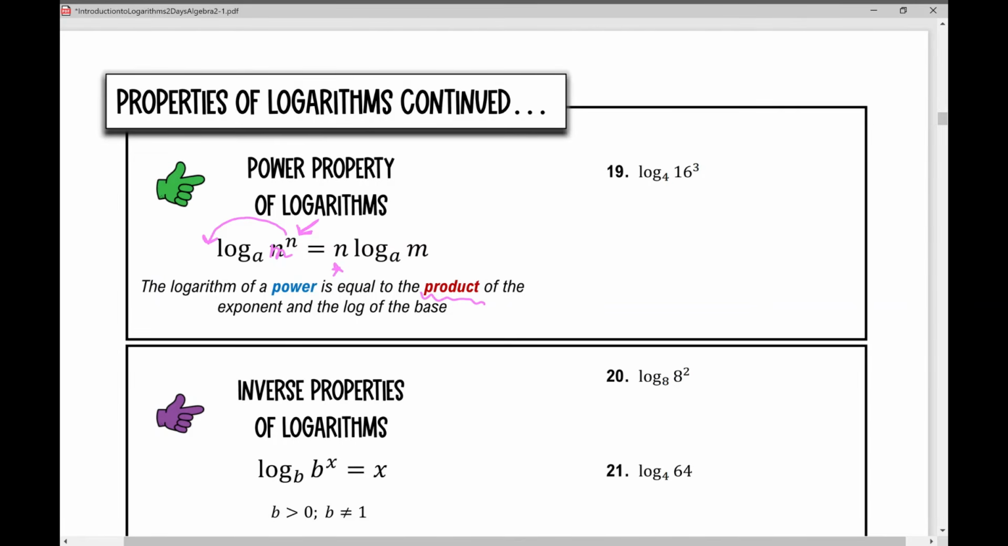So on number 19, if I wanted to rewrite log base 4 of 16 cubed, that has an exponent right here, I can move it out in front. That's the same thing as the product of the exponent, so 3 times log base 4 of 16. I'm just rewriting it. And I actually know what log base 4 of 16 is. What is the log of that? 4 to the power of what is 16? 2. So this would be 3 times 2, and that would be 6. So I can simplify it that way when I use these properties.